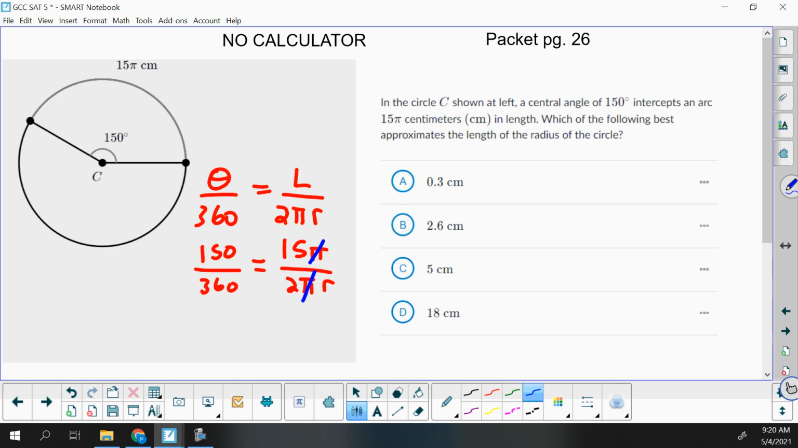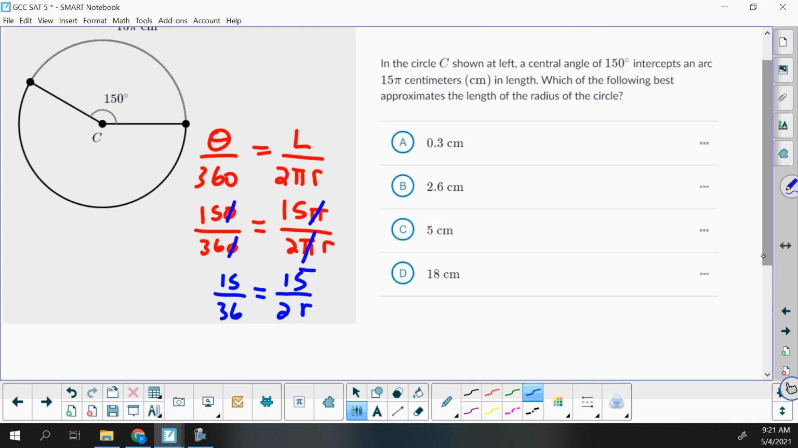On the left, they both end in 0, so we can divide them both by 10. So now we have 15 over 36 equals 15 over 2r. Well, notice the 15s are the same. So the denominator should be the same also. So that means we know that 36 should equal 2r. If we just divide both sides by 2, that means r is equal to 18. Now reread the question to make sure we're answering what they wanted. They did want us to find the length of the radius, so we just have choice D. So when it's no calculator, if you have a proportion, try and reduce it, because it would be hard to, without a calculator, cross multiply and do like the 15 pi times 360.